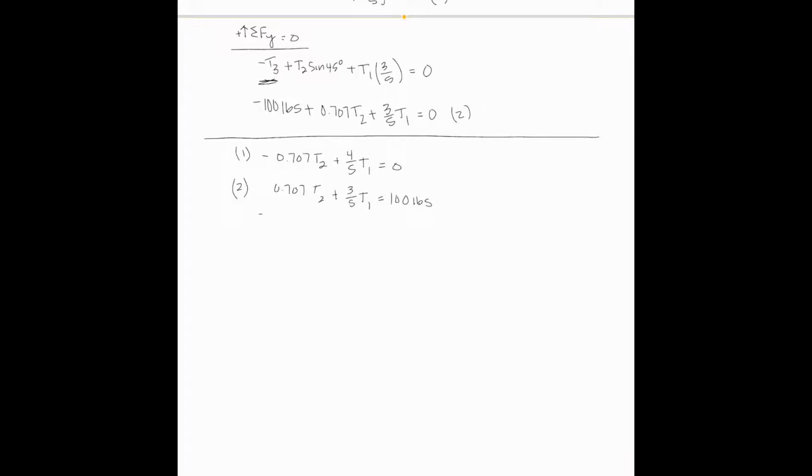Now we can take this and add these equations together, and these will cancel, and we'll be left with 7/5 T1 equals 100 pounds. So T1 equals 100 pounds times 5/7, which is going to end up being 71.4 pounds. So now we have T3 and T1.